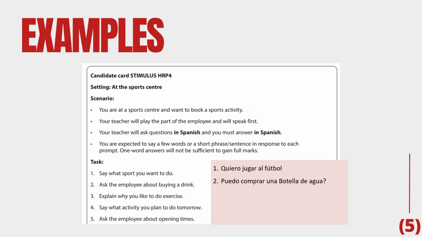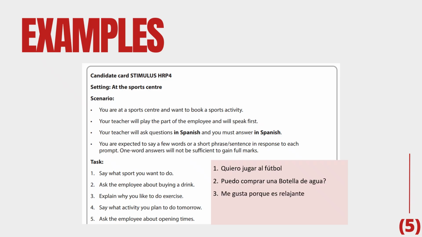2, ¿puedo comprar una botella de agua? You could say I agua if you're really stuck, but I'm trying to make it about buying. So can I buy a bottle of water? I don't know why that B is capitalized. Obviously, you could have written something else.